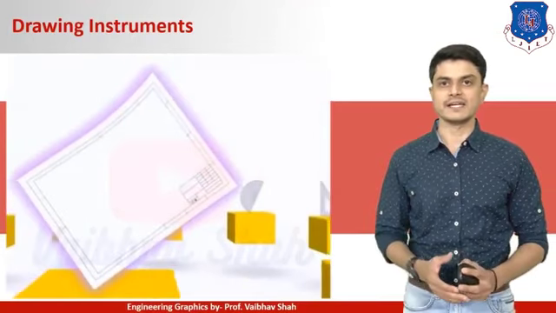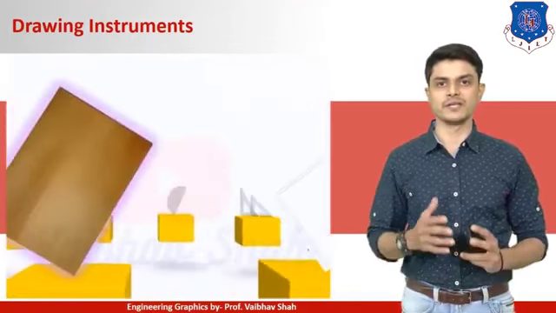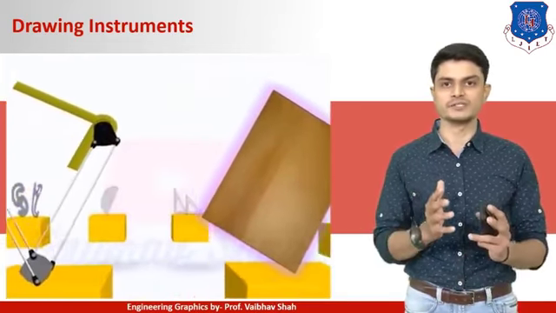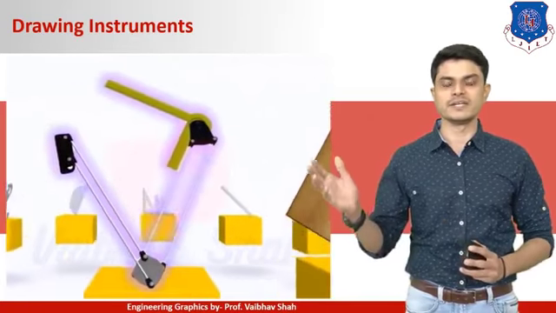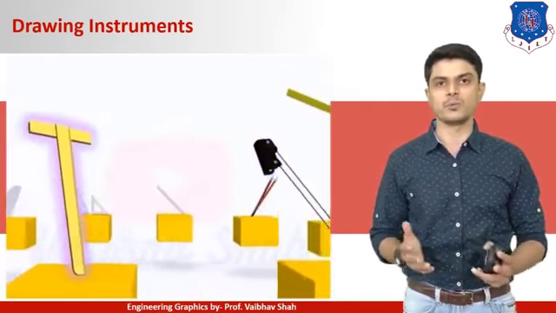So let us begin. Now let us understand various kinds of drawing instruments. This is nothing but your drawing sheet, which we will be using throughout our subject. This is known as a drawing board. We will be fixing this drawing sheet onto your drawing board. This is a mini drafter. You can ideally draw a line at any particular angle you want.